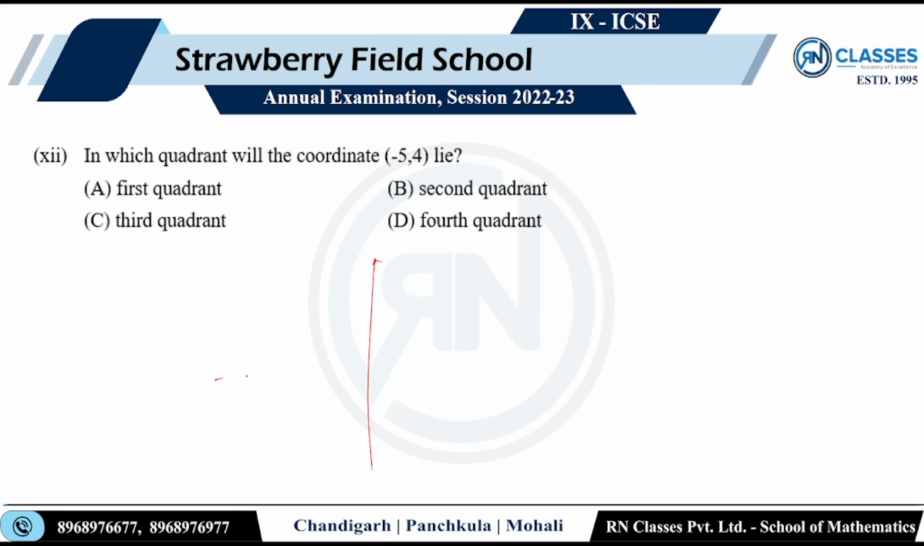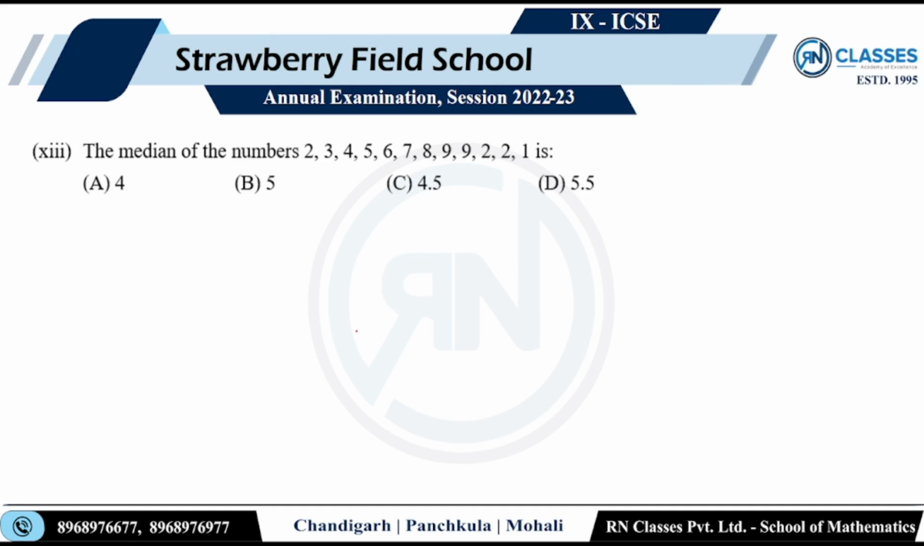Next, in which quadrant will coordinate minus 5 comma 4 lies? बना के ही देख लेते हैं यार. भाई x नेगेटिव कहां होता है? सेकेंड क्वाड्रेंट में. यहां पे 4 पॉजिटिव, यहां पे आ जाएगा minus 5 comma 4. So कौन सा क्वाड्रेंट आया ये? सेकेंड क्वाड्रेंट. B part.